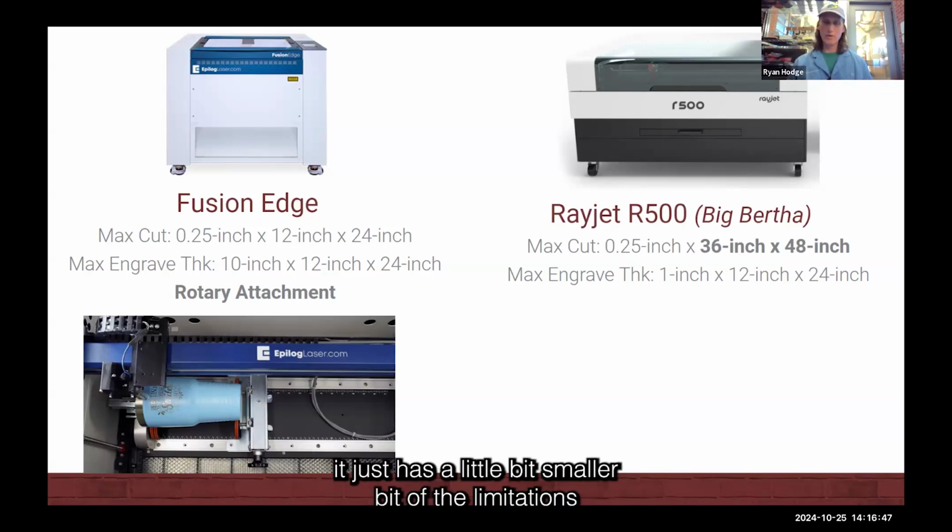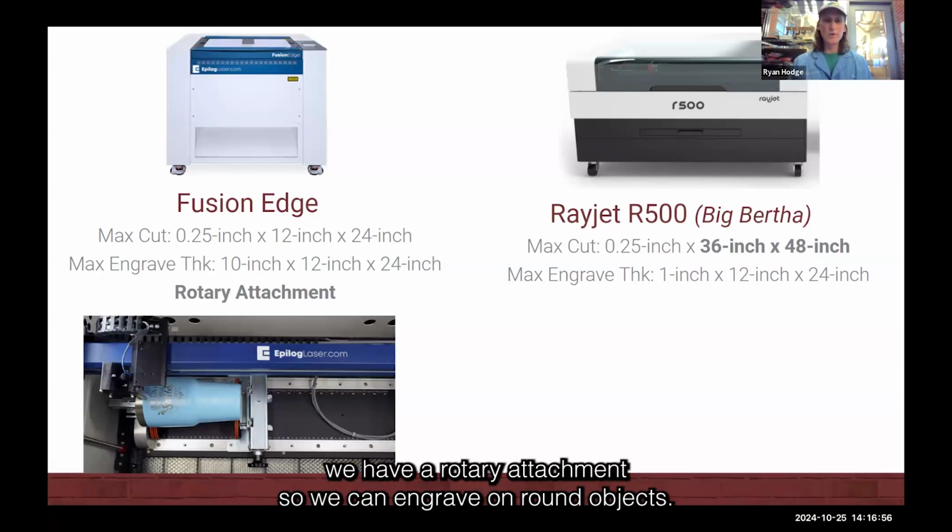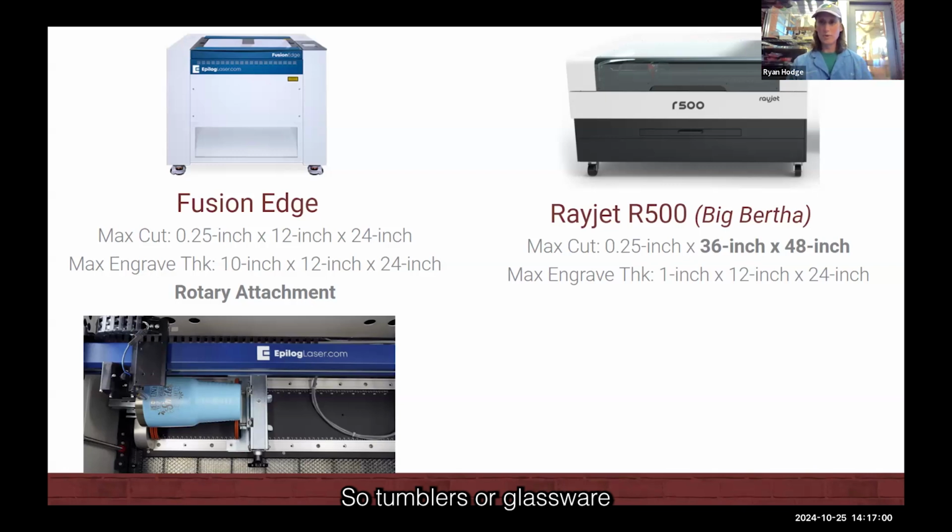It just has a little bit smaller bed, so the limitations on that are 1 foot by 2 foot. And on the Fusion Edge, we have a rotary attachment, so we can engrave on round objects. So tumblers or glassware are lots of fun. It's pretty easy to set up.